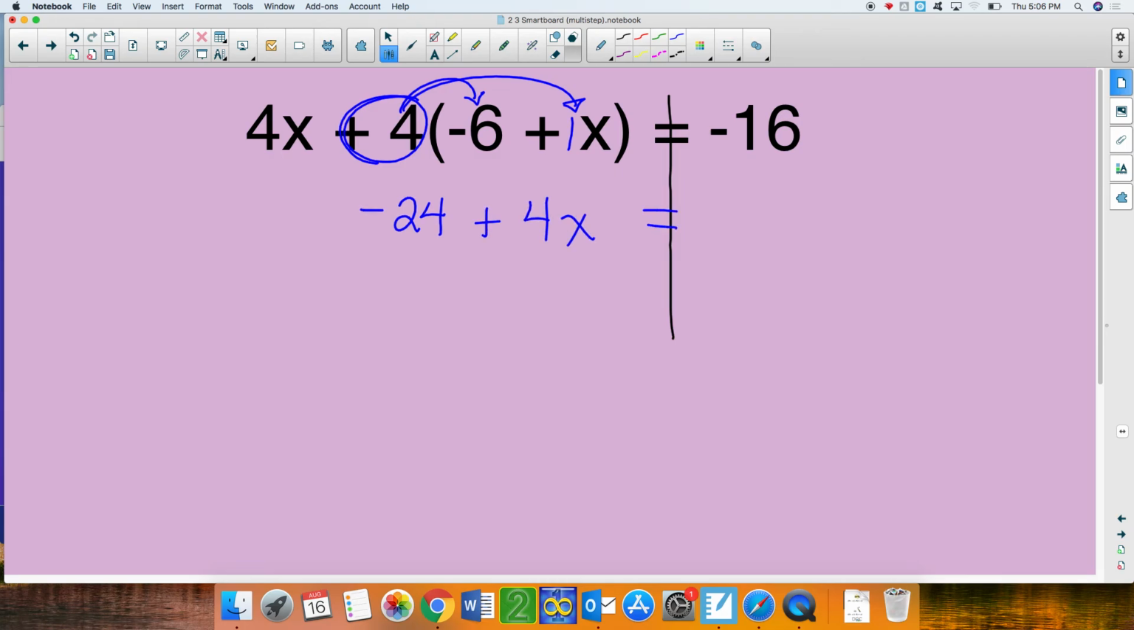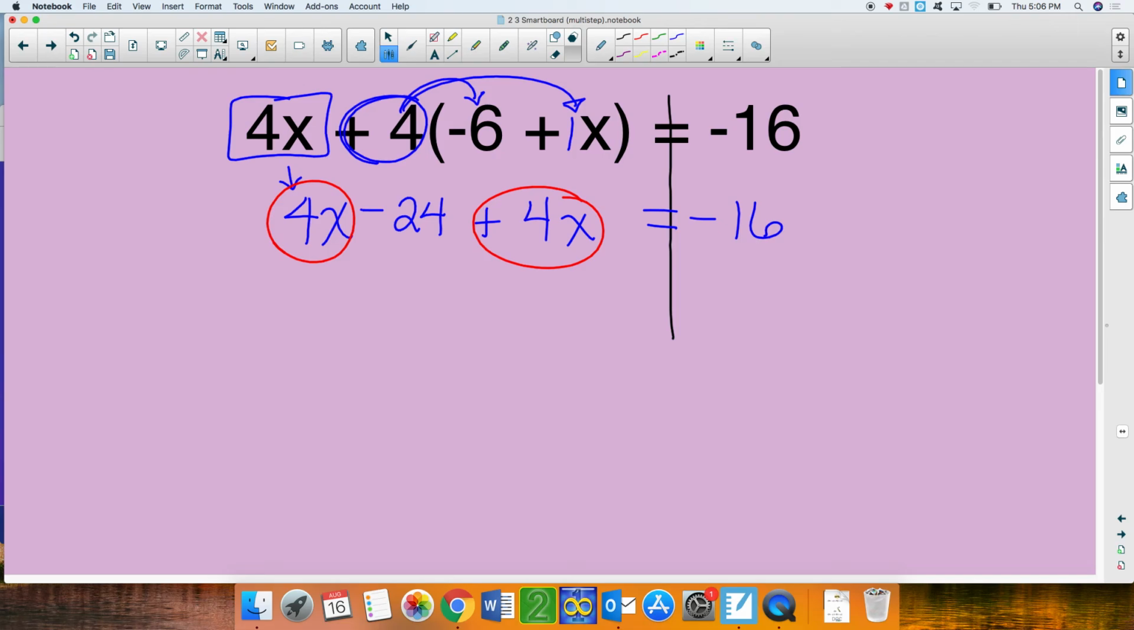And then I'm going to bring down my equals, bring down my negative 16. I also had this out here, not in the parentheses, so I need to make sure that I bring it down. I can't just circle 1x this time because notice I have a 4x and a 4x. So the first thing I need to do is combine those together. A positive 4 and a positive 4 is a positive 8x. And then we'll just bring down our minus 24 and bring down your equals and your negative 16.